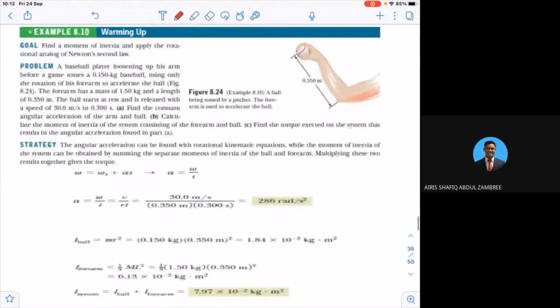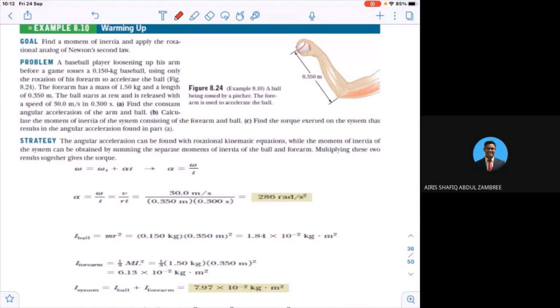So for example, this question. A baseball player loosening up his arm before a game tosses a 0.15 kilogram baseball using only the rotation of his forearm. The forearm has a mass of 1.5 kilograms and a length of 0.35 meters. The ball starts at rest, with initial velocity 0, and it is released with a speed of 30 meters per second in 0.3 seconds.